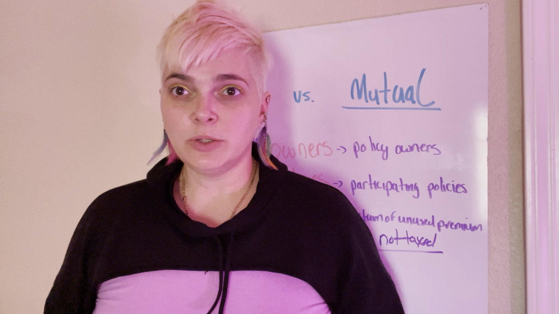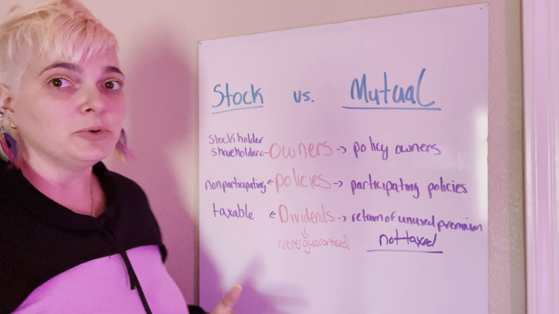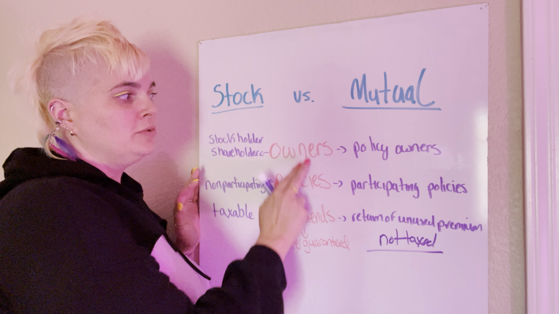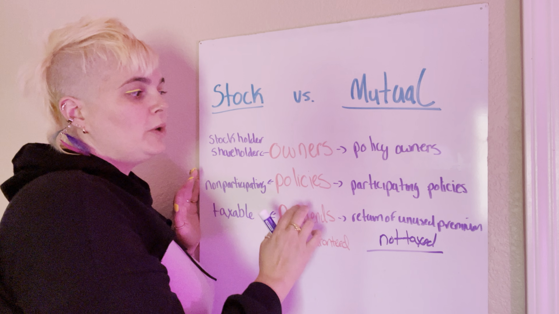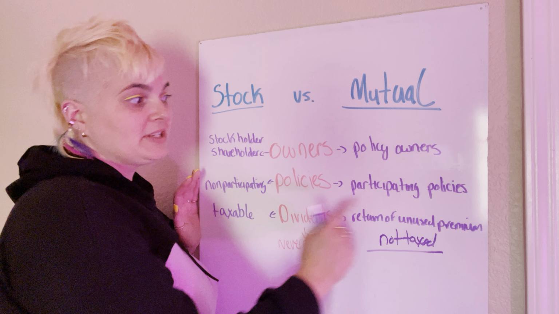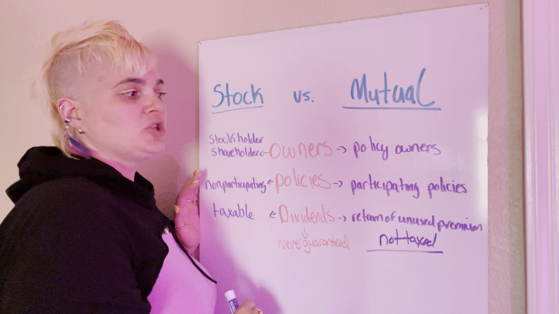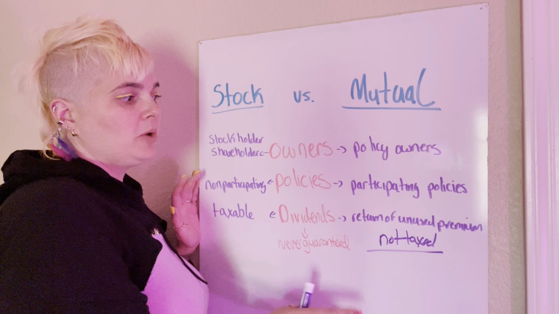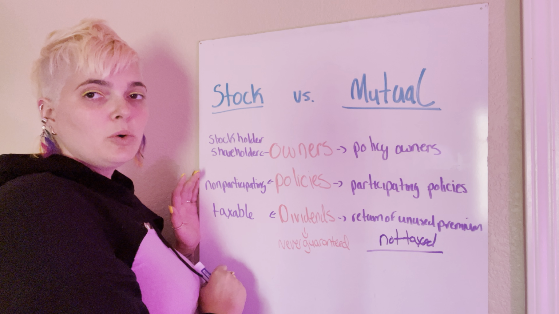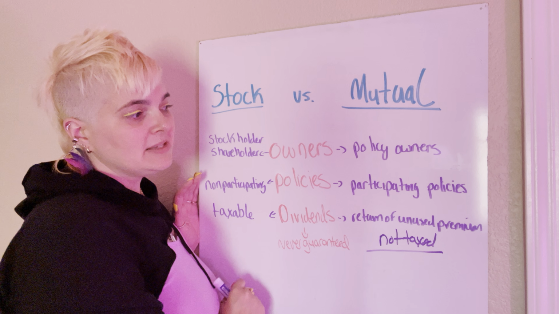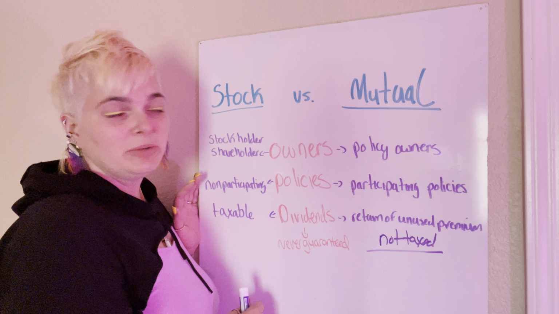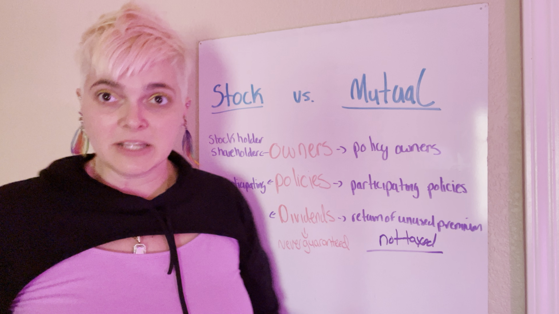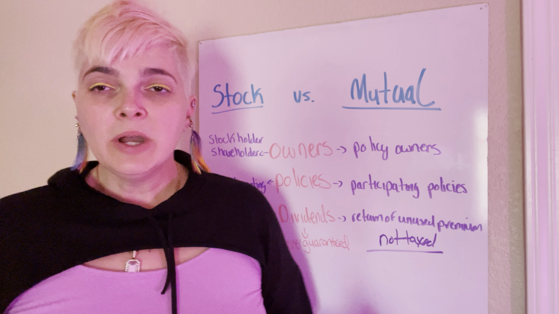But the exam won't ask you which ones are mutual and which ones are stock. The exam will just ask you who owns a mutual company, policy owners. Who owns a stock company, shareholders. Which type of insurance company issues participating policies, mutual. Which type of insurance company issues non-participating policies, stock. Which type of insurance company will have to pay taxes on the dividend, stock. Which type of insurance company's dividends are a return of unused premium, mutual. So again, these bullet points are the exact points that they will test you on. These are the things that you want to know.